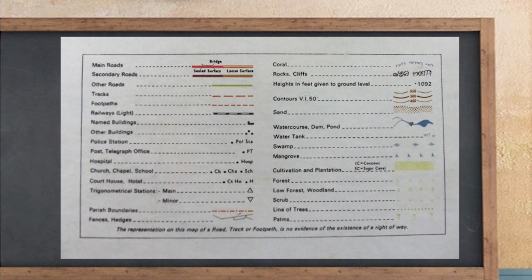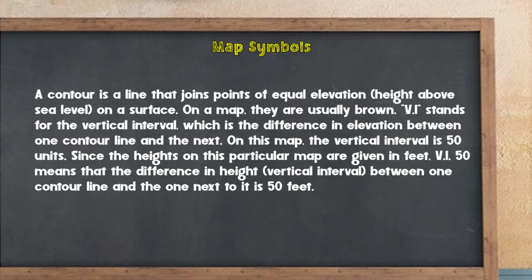However, on the right side of the key, the 4th item from the top reads Contours VI 50. Now this requires some explanation. A contour is a line which joins points of equal elevation, height above sea level, on a surface. On a map, they're usually brown. VI stands for vertical interval, which is the difference in elevation between one contour line and the next. On this map, the vertical interval is 50 units.